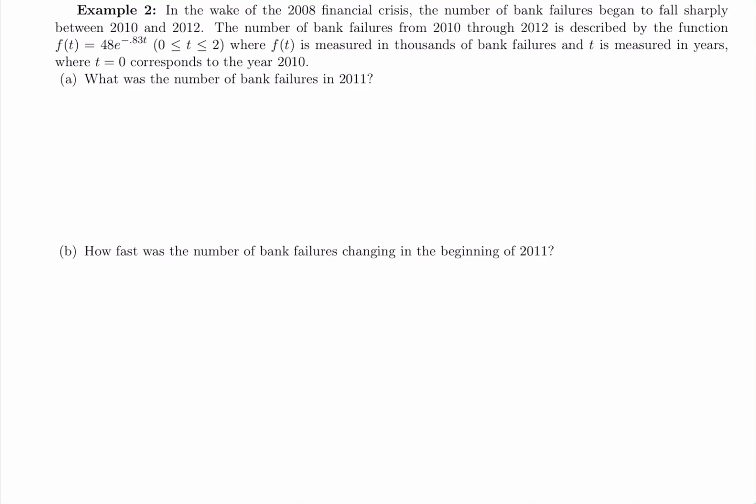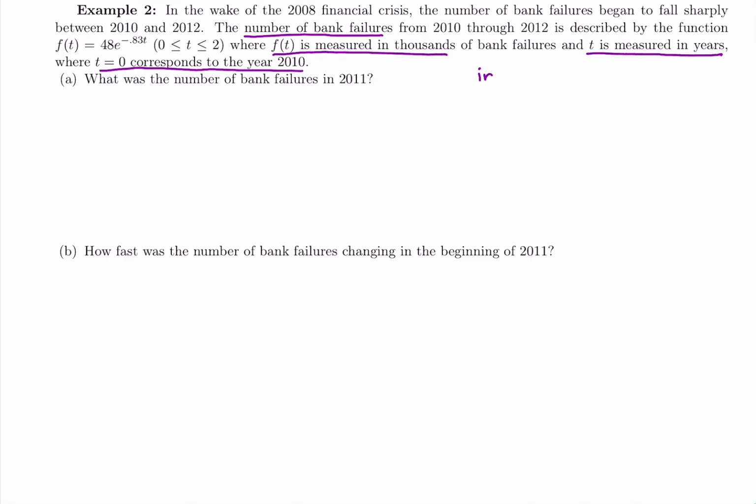In the wake of the 2008 financial crisis, the number of bank failures began to fall sharply between 2010 and 2012. So there went from a lot of banks failing and going out of business to a rapid decline in that happening. Less banks are failing. The number of bank failures from 2010 through 2012 is described by this function f of t here. So we are talking about the number of bank failures, where f of t is measured in thousands of bank failures and t is measured in years, where t equals 0 corresponds to the year 2010.